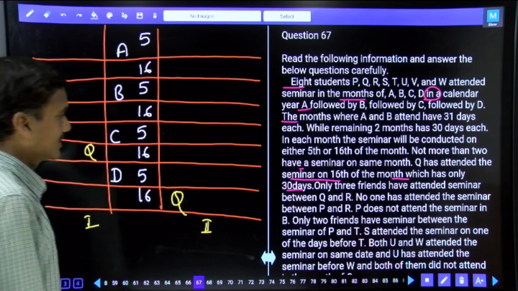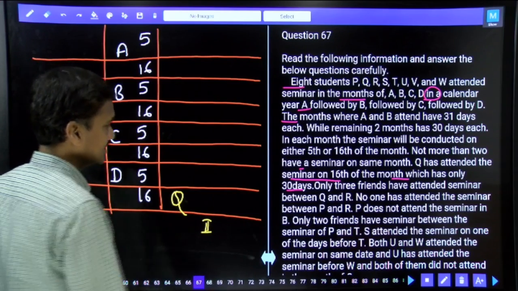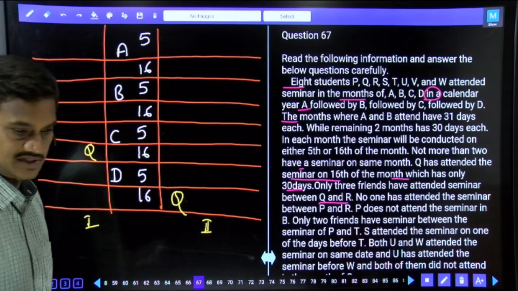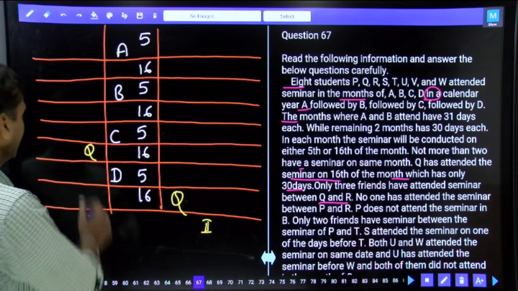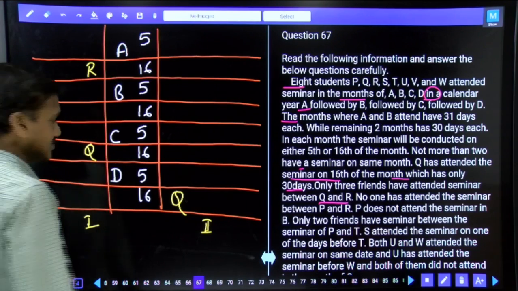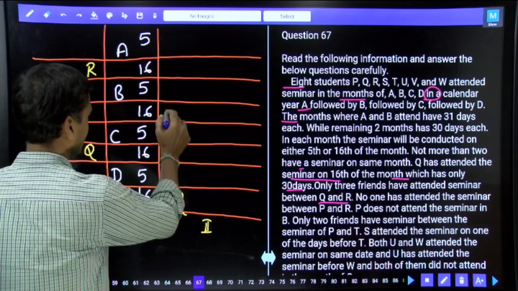The next one. Only 3 friends have attended the seminar between Q and R. Now in between Q and R, how many persons are there? There are exactly 3 persons. As Q is here, 1, 2, 3, R must be here. That is the first case. And in the second case, as Q is here, 1, 2, 3, R must be here.